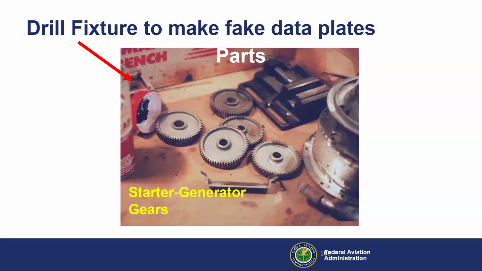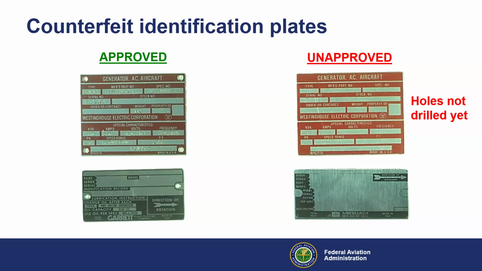These are starter generator gears. And here we see the counterfeit identification plates. On the left are the approved or correct data plates, and on the right are the counterfeit data plates. Those ones didn't have the mounting holes drilled yet. And I guess during the court case, they were disputing that these were fake data plates, and they shook that fixture around and it popped open and a bunch of fake data plates fell out. So they lost their case right there.